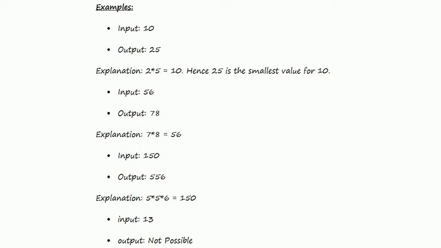Here are the sample test cases for further explanation. In test case 1, input is 10 and output is 25. The factors of 10 are 2 and 5, so combining them gives 25. Next is 56. Its factors are 2, 4, 7, 8, 14 and 28. Out of them we have to select two values such that their product is 56, so 78 is smallest among them. For 13 as input, it has no factors other than 1 and 13, so output will be not possible.